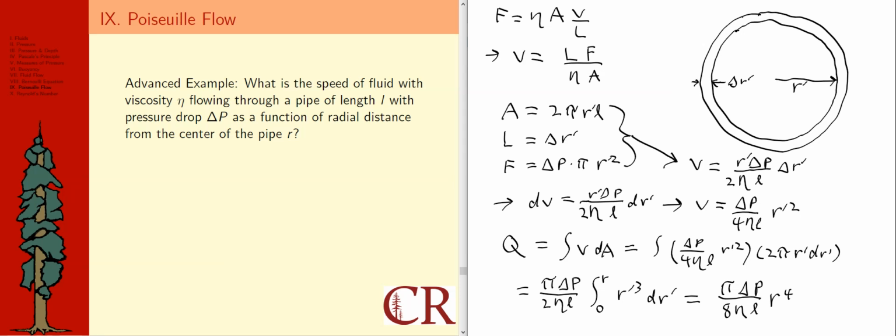What is the speed of fluid with viscosity eta flowing through a pipe of length L with pressure drop delta P as a function of radial distance from the center of the pipe R? This is an advanced example, and I'm going to answer it. Actually, the answer, turns out, is already here on the board.